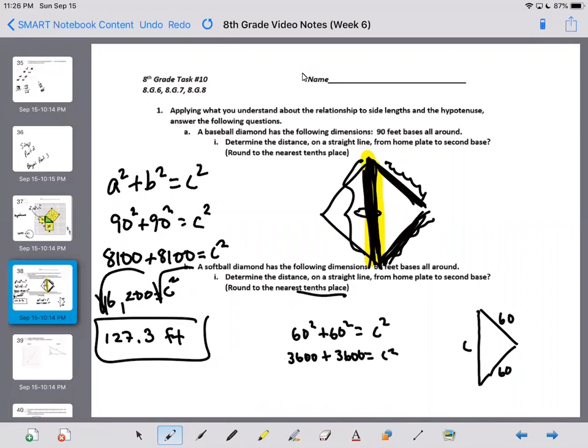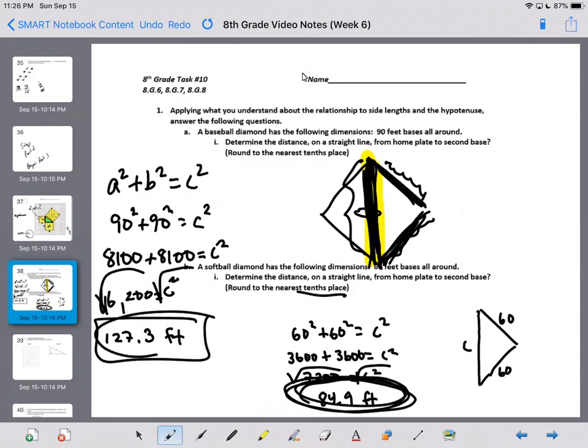So that would give me 7,200 equals c squared. So I want to take the square root of both of those, and that's going to give me approximately 84 and 9/10 feet. So what we found was the hypotenuse on both of these types of problems, because the first base and second base paths create a 90-degree angle, and the hypotenuse would be from catcher to second base.